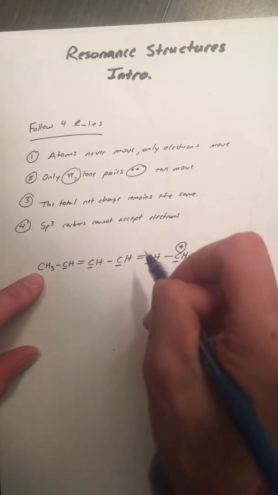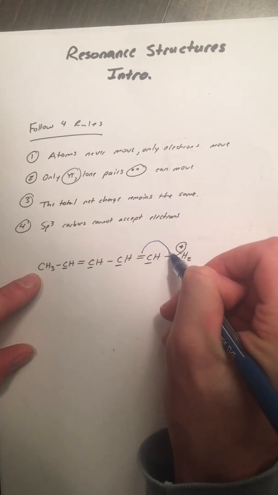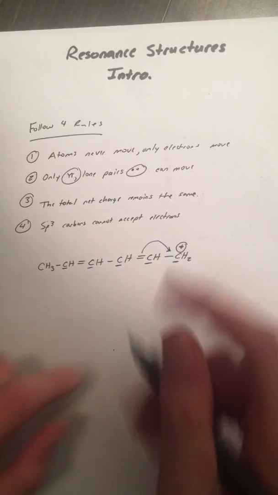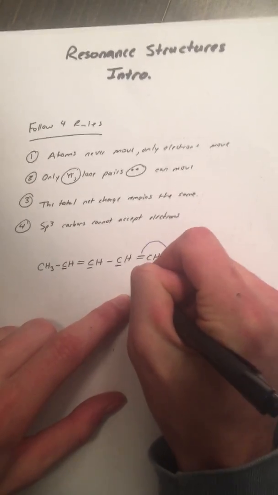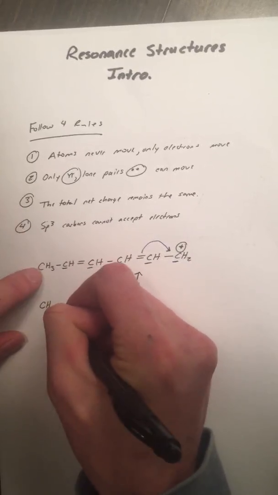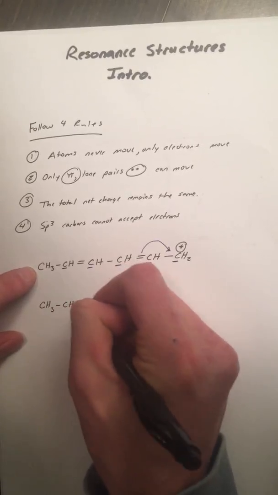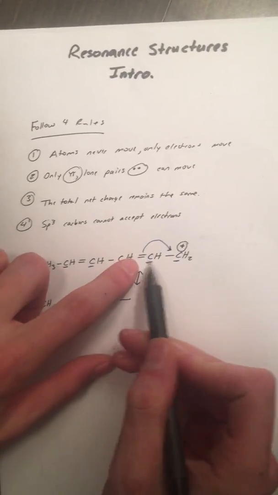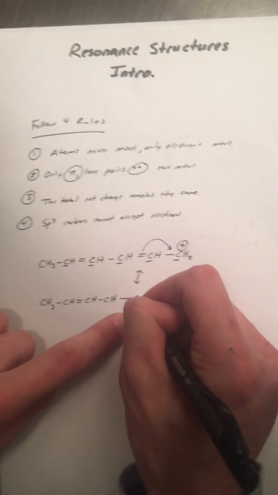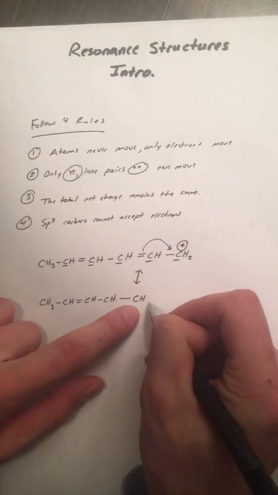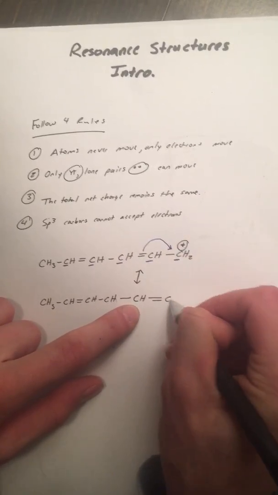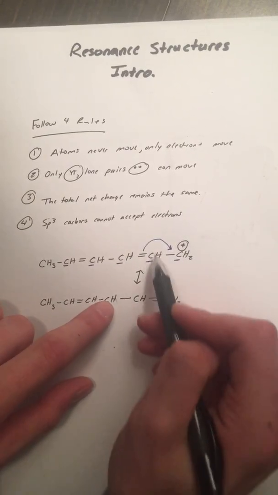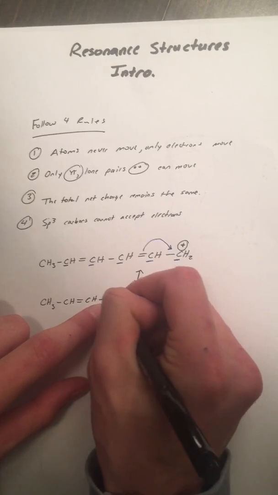So what we can do here is move one of these pi electrons over right here. And if we do that, the whole part of the molecule stays the same, except this area. Now it's just a single bond, the pi bond moved to be over here. So now there's no positive charge on this carbon. The positive charge is now going to be on this carbon.